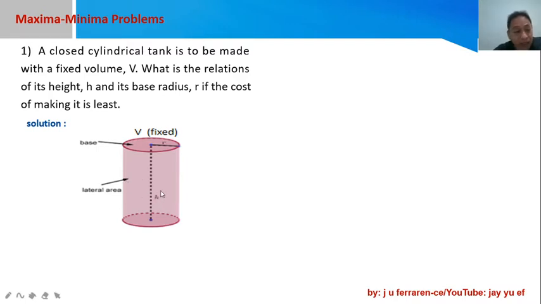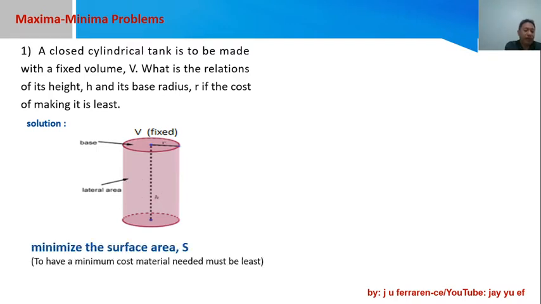Now, we have to determine the quantity to be minimized. We have to minimize the surface area because the material to be used will depend on the surface area of your cylinder. We have to minimize the surface area to have a minimum cost. What is the surface area of your tank? The surface area of the tank can be represented with S, or maybe A, but let us use S because that is a surface area.